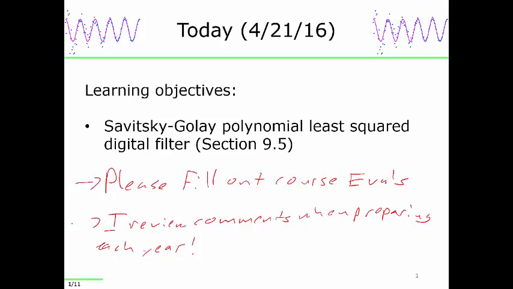The first item is a discussion of the Savitzky-Golay digital filter. I love this filter because it ties together some concepts from the previous sections of the course, from linear fitting to digital filtering. It's also a really clever idea, and it works remarkably well. That's why I thought it'd be useful to spend some time going over that before handing out the exam.